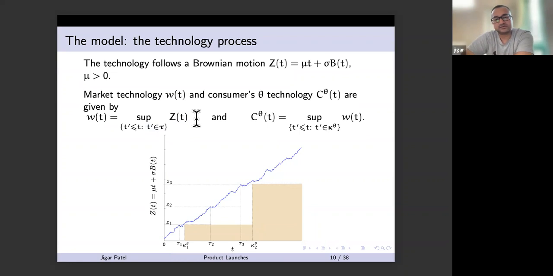This is simple. C theta t, right? What is the technology of the consumer? What is my technology? Maybe I own iPhone 13. So supremum of whatever market technology is available at the last purchase I made, right? t' less than t, where t' is in my purchase times. So for me, I bought my last thing whenever I bought my iPhone 13. So I own iPhone 13's technology.